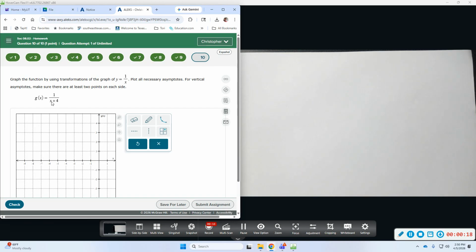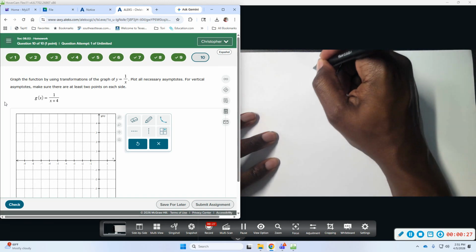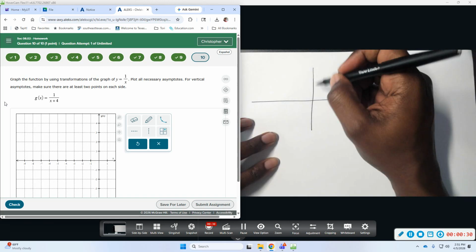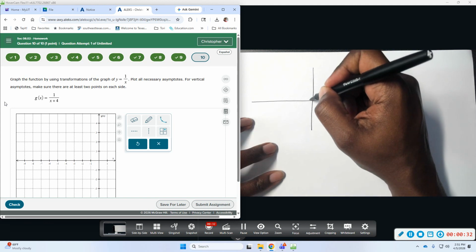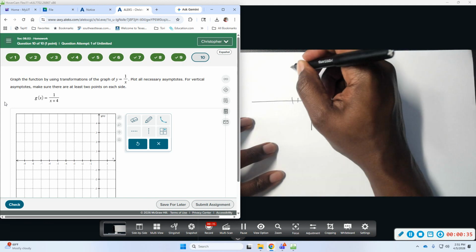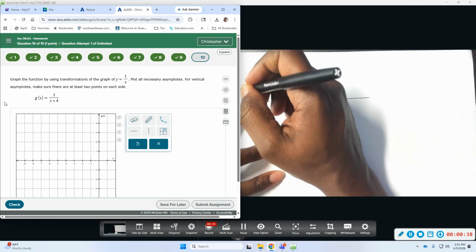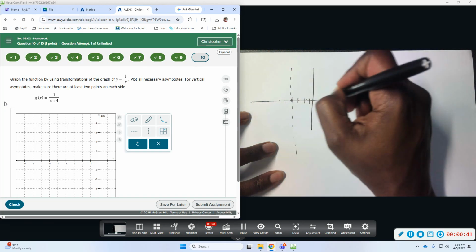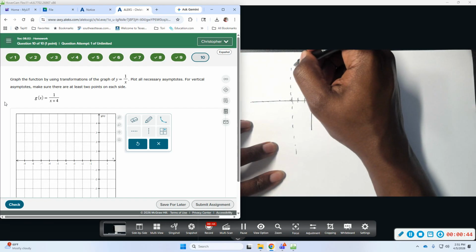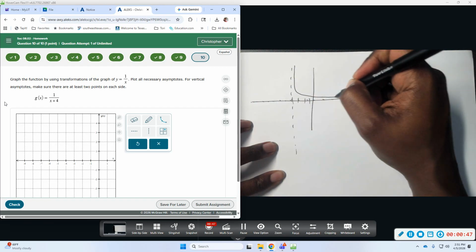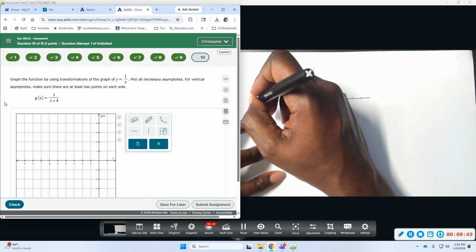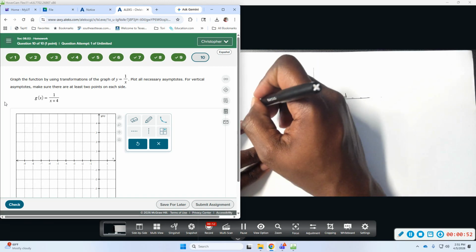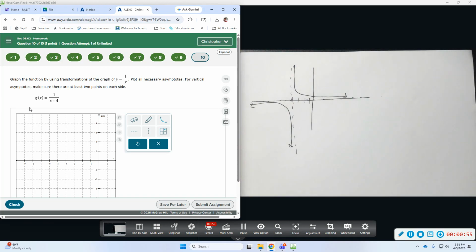So basically what we just talked about, if you see a plus, you're going to do the opposite. So instead of going right 4, we're going to go left 4. So if I was just graphing this, I know that normally the asymptote is at 0, but it's going to go left 1, 2, 3, 4. And we're going to have our dotted line there. Our horizontal asymptote is still going to be at 0. And then the graph is just going to simply kind of curve like so, and curve like so. Okay.